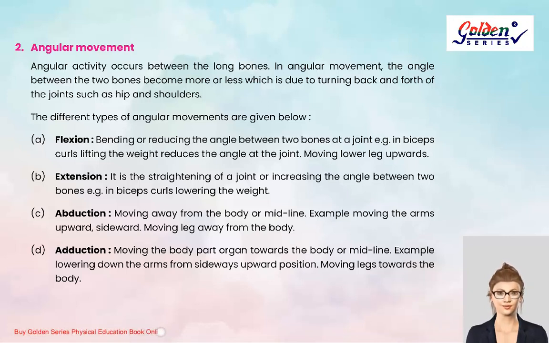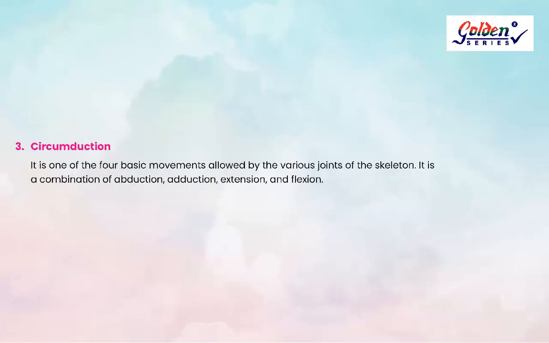C. Abduction. Moving away from the body or midline. Example: moving the arms upward, sideward. Moving leg away from the body. D. Adduction. Moving the body part or organ towards the body or midline. Example: lowering down the arms from sideways upward position. Moving legs towards the body.